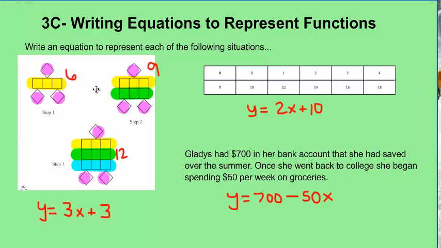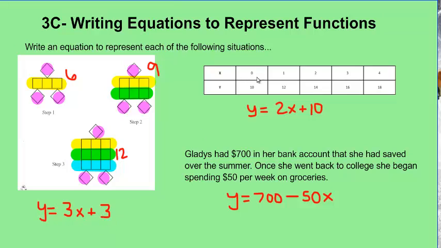Here we can see in our patterns task that our equation should have been y equals 3x plus 3. In step 1 we had one group of 3, in step 2 we had 2 groups of 3, in step 3 we had 3 groups of 3. There's always these 3 squares that we denoted with purple dots. That's that constant plus 3 at the end. So we get our equation y equals 3x plus 3.